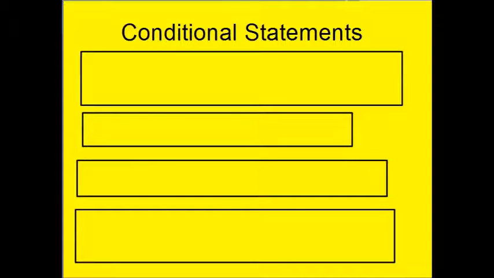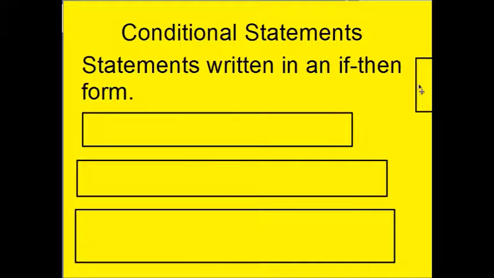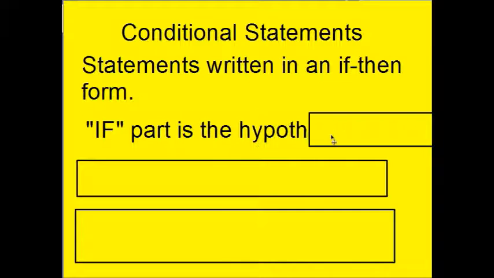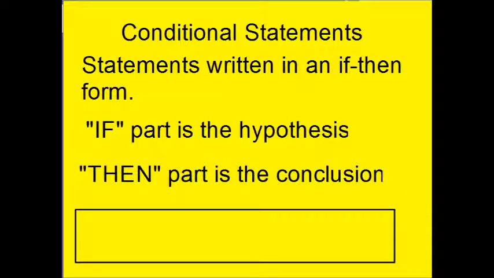Alright, now we get into the meat and potatoes of our lesson, conditional statements. A conditional statement, statements that are written in an if-then form. If it rains, then I will need my umbrella, or else I'll get wet. The if part is called the hypothesis. It's the this might happen. The then part is what would happen afterwards, the conclusion.